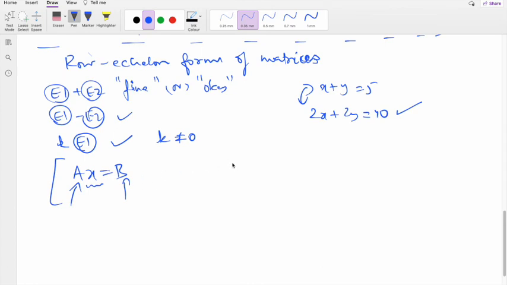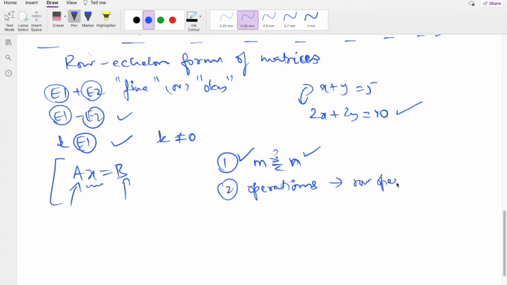For example, the first property is what should be the relation between M and N, right? M should be greater, lesser, or equal to, or whatever, with N, right? How many unknowns you have and how many equations you have, that is point number one. Point number two, what are the operations that keep the solution unchanged but help us solve the equation in a much simpler way, right? Which are called your row operations, right?